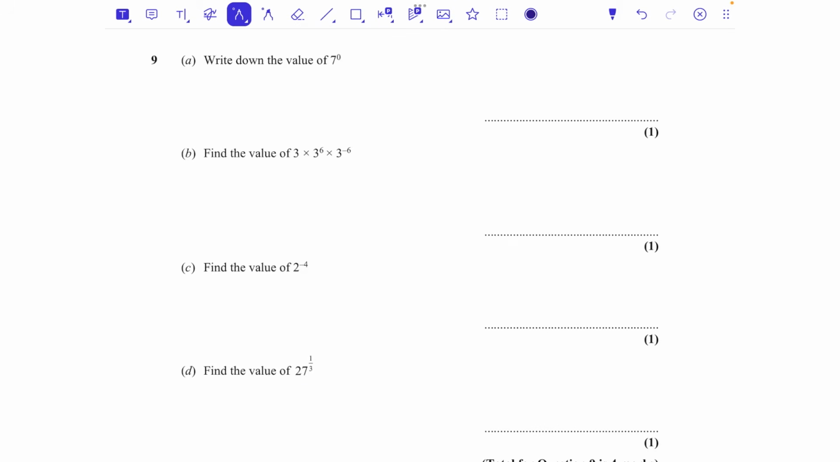Okay, question number 9. Write down the value of 7 to the power of 0. So for the purpose of GCSE, anything to the power of 0 is going to be 1. There we go. 7 to the power of 0 is 1.